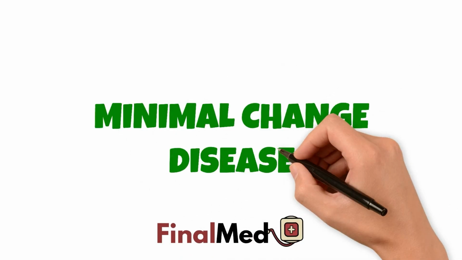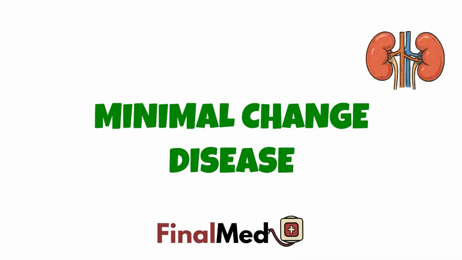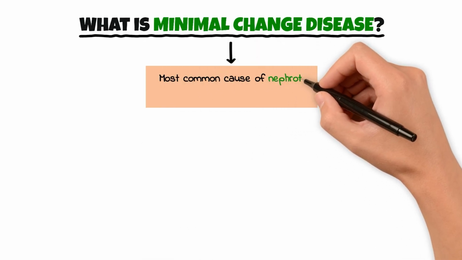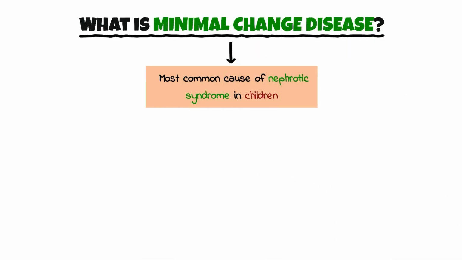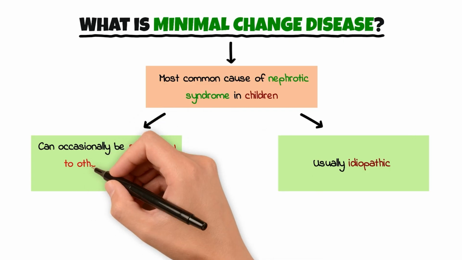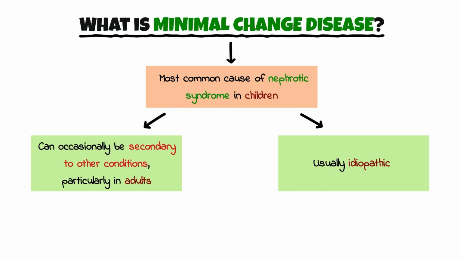Minimal change disease. Minimal change disease is the most common cause of nephrotic syndrome in children. It is usually idiopathic but can occasionally be secondary to other conditions, particularly in adults.